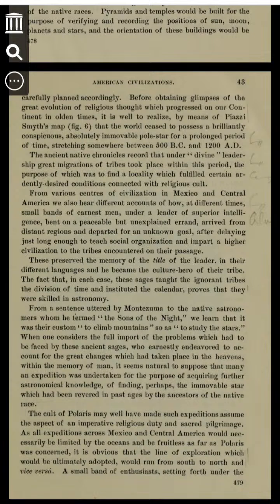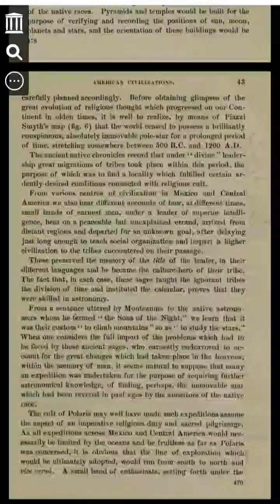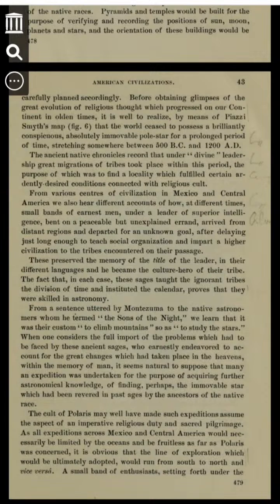Kukulkan, right? Quetzalcoatl, right? The fact that in each case these sages taught the ignorant tribes the division of time and instituted the calendar proves that they were skilled in astronomy, right? From a sentence uttered by Montezuma to the native astronomers whom he termed the sons of the night, we learned that it was their custom to climb mountains so as to study the stars.